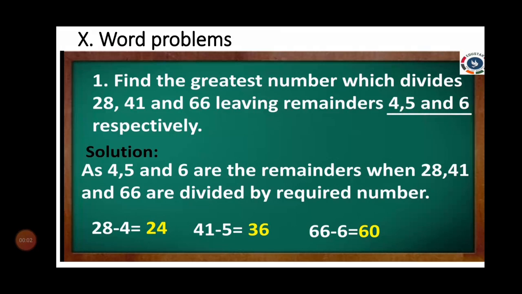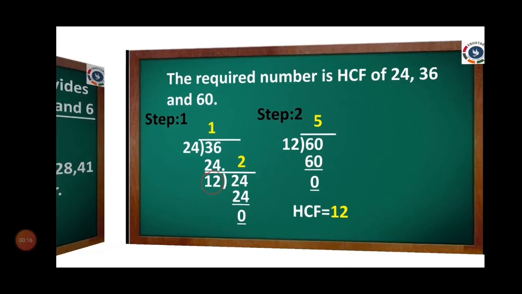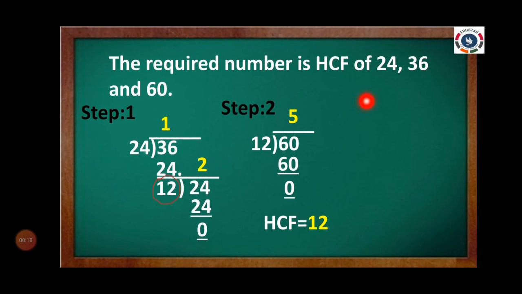Solution: 4, 5 and 6 are the remainders when 28, 41 and 66 are divided by a required number. So 28 minus 4 equals 24, 41 minus 5 equals 36, 66 minus 6 equals 60. The required number is the HCF of 24, 36 and 60. So you have to divide the values. Finally, you get HCF equal to 12. That is, the required number is equal to 12.